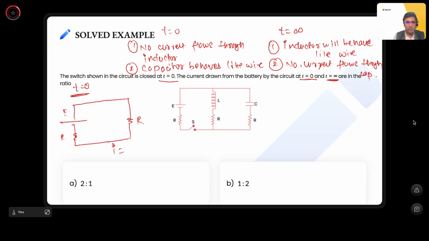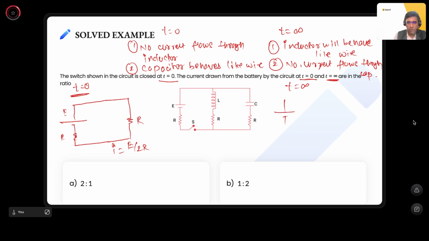So current over here is E upon 2R. They are very simple questions. You just have to learn them once. Okay. Now t equal to infinity. For t equal to infinity, if we draw the circuit, there will be no current through the branch of the capacitor. But yeah, an inductor will be treated like a wire.